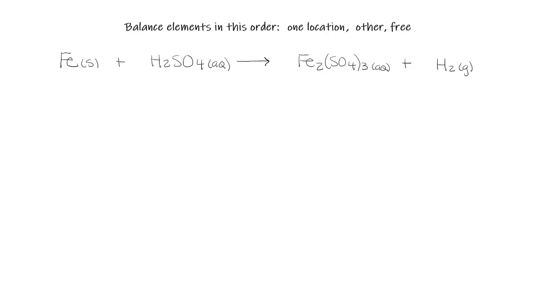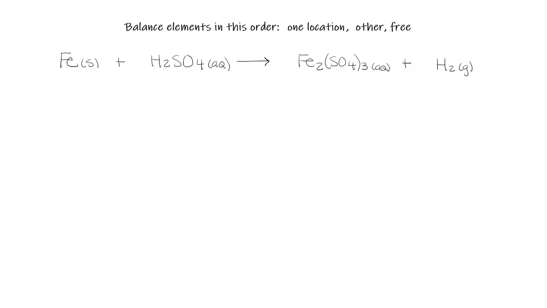First, we notice that all of the elements are in one location. In other words, if we look at just the reactant side, iron, hydrogen, sulfur, and oxygen only appear in one location, in one substance, on that reactant side. Similarly, if we look at the product side, we see the same thing, that iron, sulfur, oxygen, and hydrogen, each of those elements only appears in one substance on the product side.